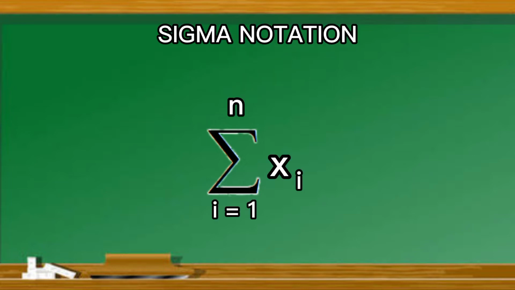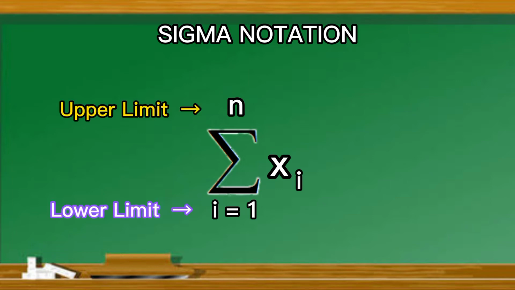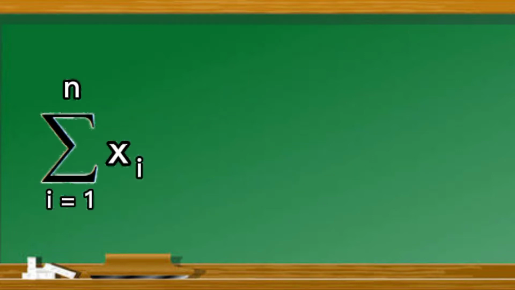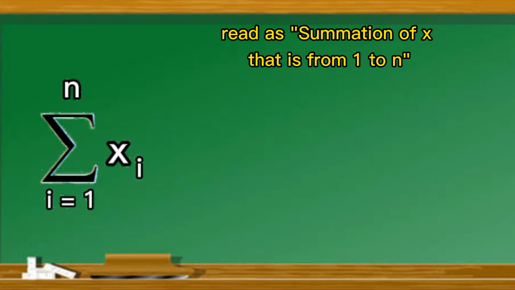So, ito yun class. Sa sigma notation, meron tayong upper limit, which is itong n sa taas, lower limit, which is itong nasa ibaba, at meron tayong function, which is itong x. Sa lesson na ito, mahalaga na marunong tayo mag-interpret or magbasa ng summation. So, from this example, we read this as summation of x that is from 1 to n.